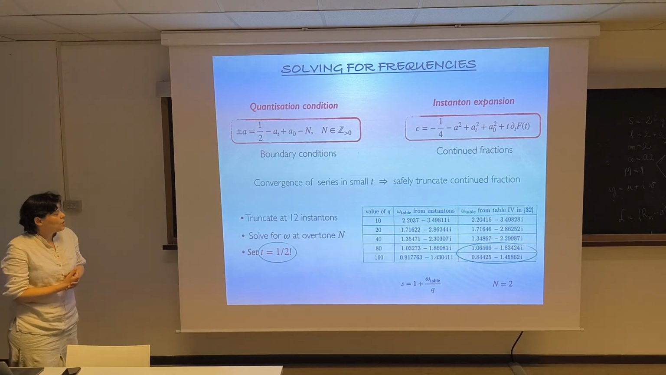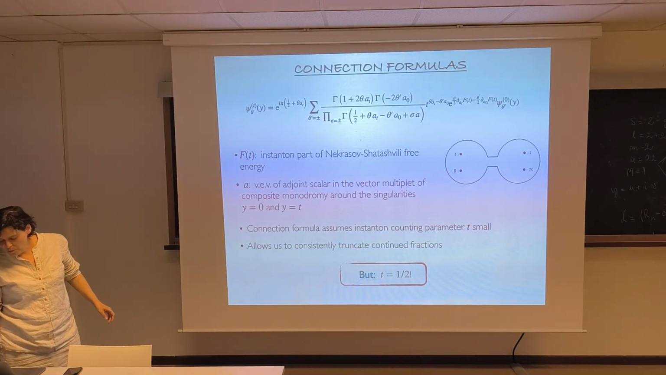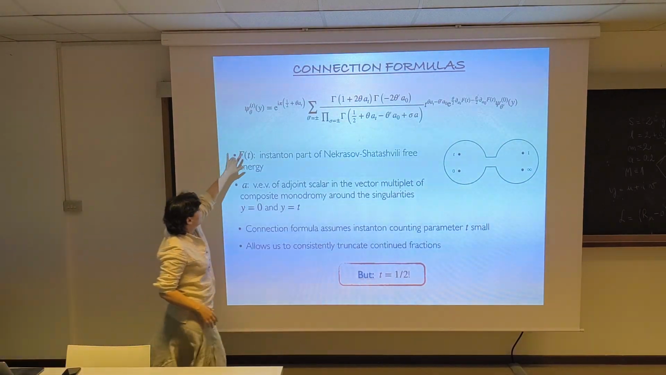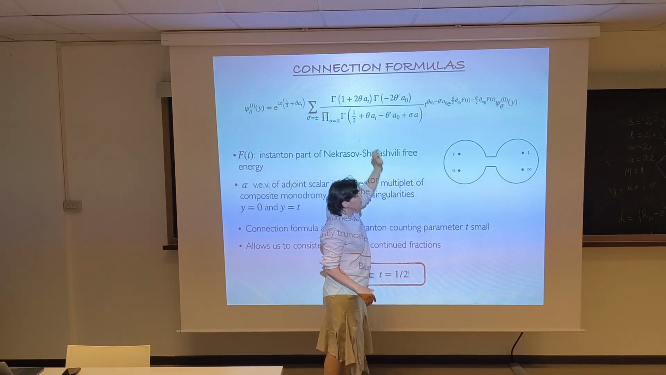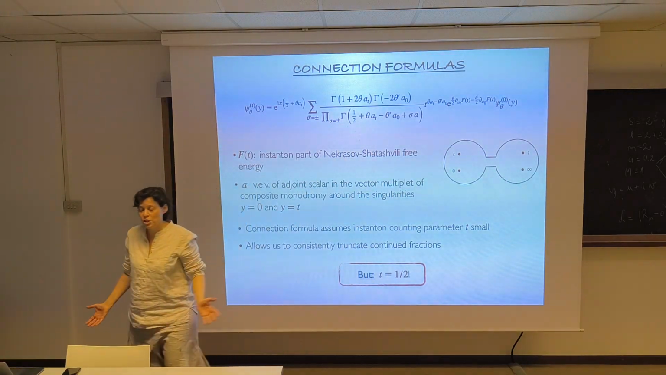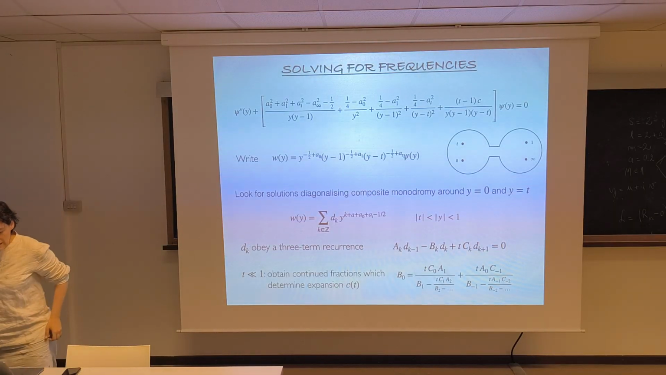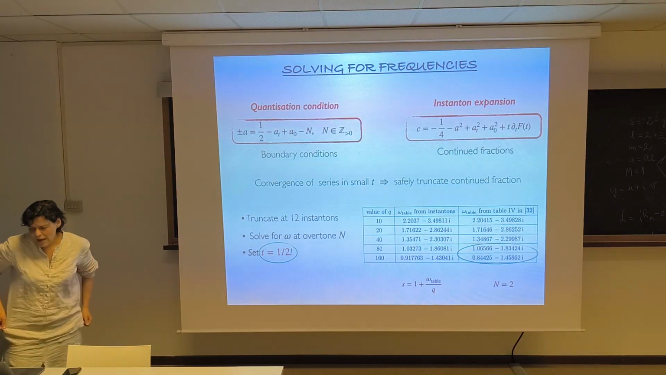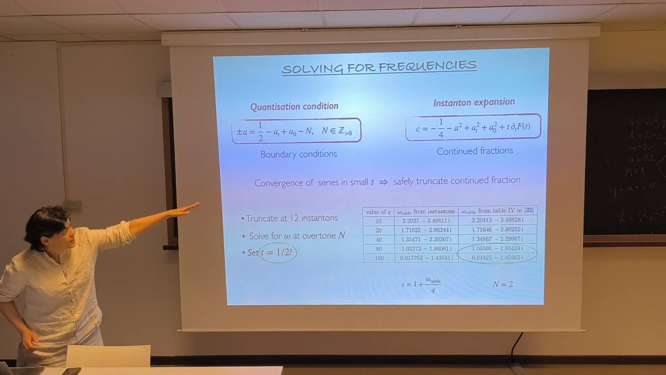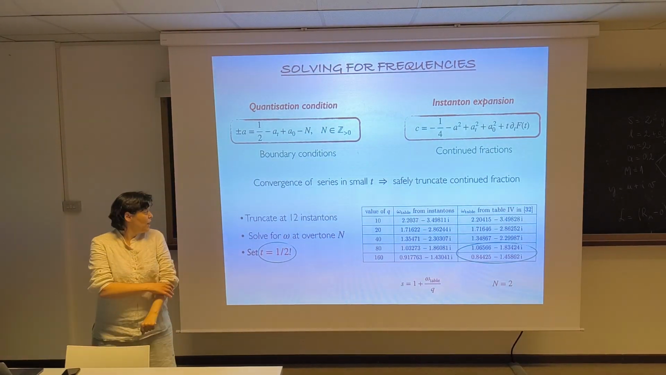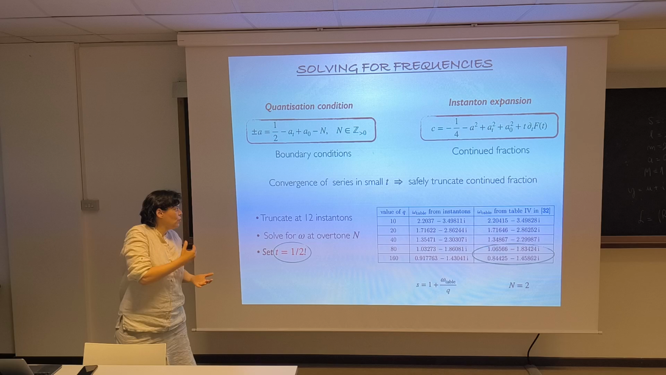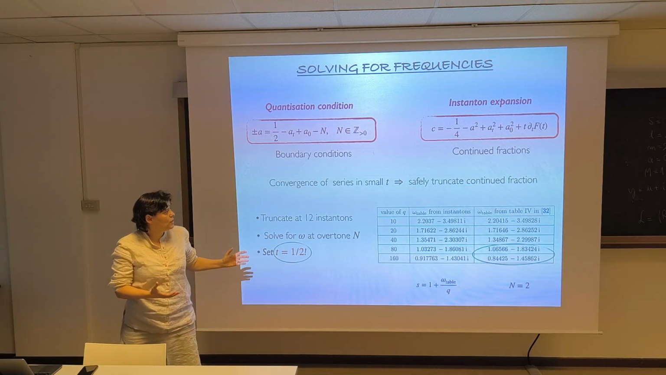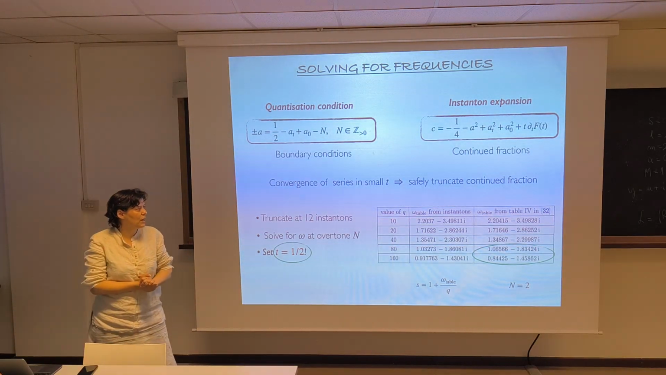Given that one of these solutions at t has to be killed, one of these gamma functions has to be 0. That's the quantization condition. And the C is given by that as a t expansion. And you can assure the convergence of the series in small t.